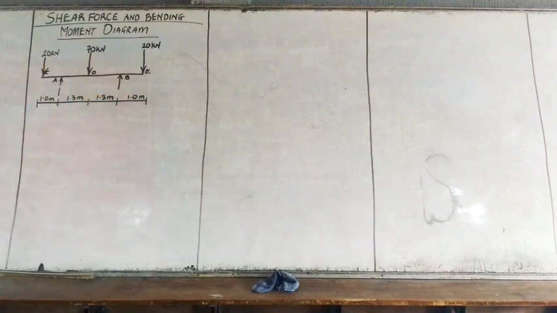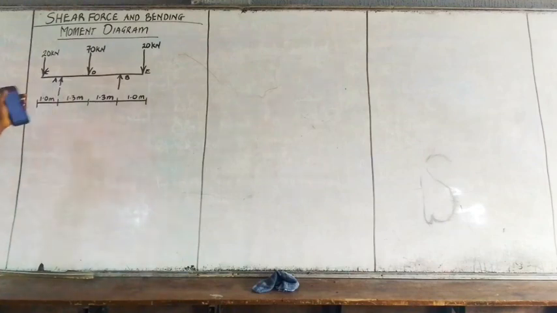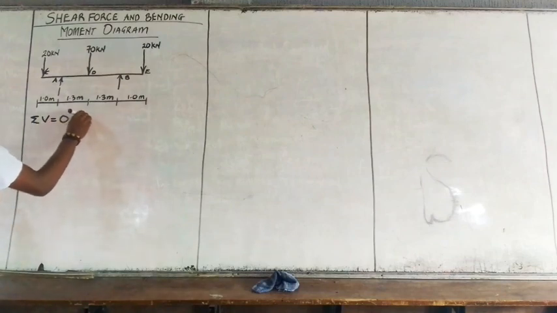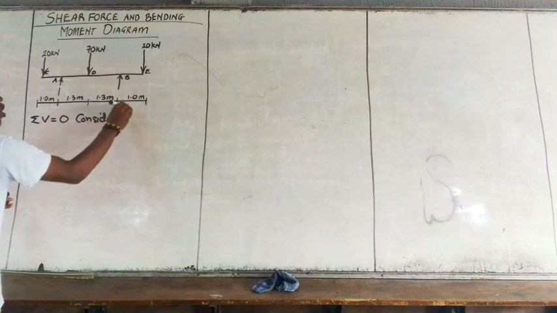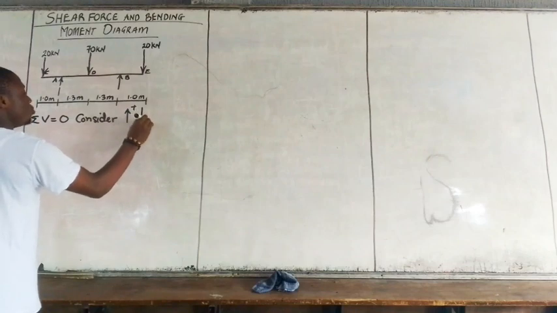Now I need to calculate using the conditions of equilibrium. We said the horizontal components are always zero. In this case, there is no horizontal component here. They are all vertical, so I will ignore the first law of equilibrium. Starting with the second law, the summation of vertical components is equal to zero. I will consider upward force to be positive and downward force to be negative.